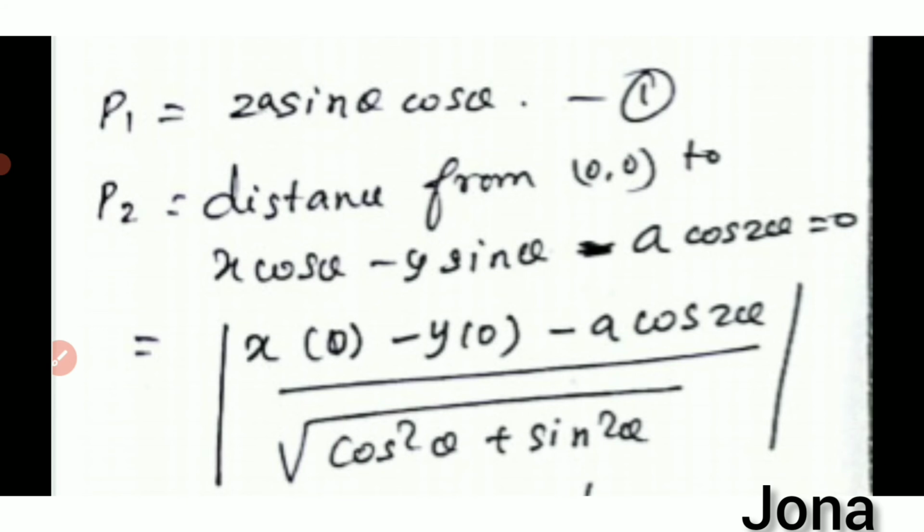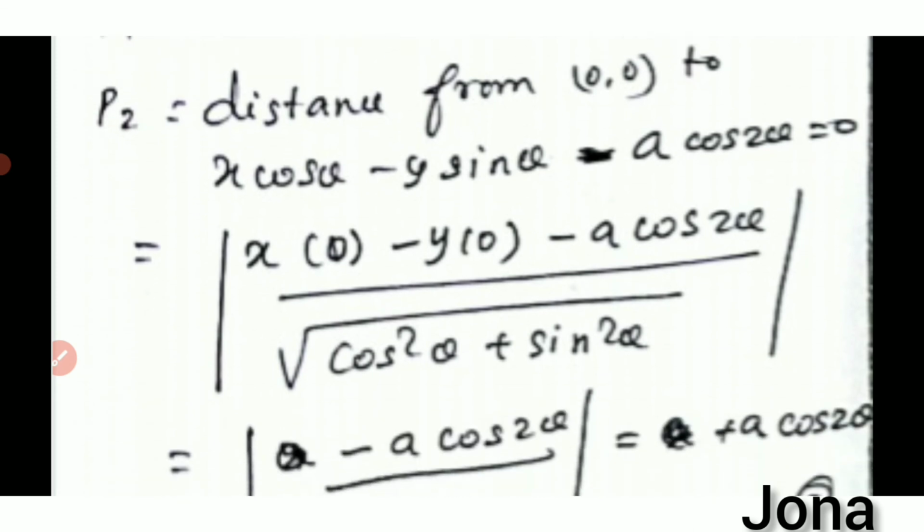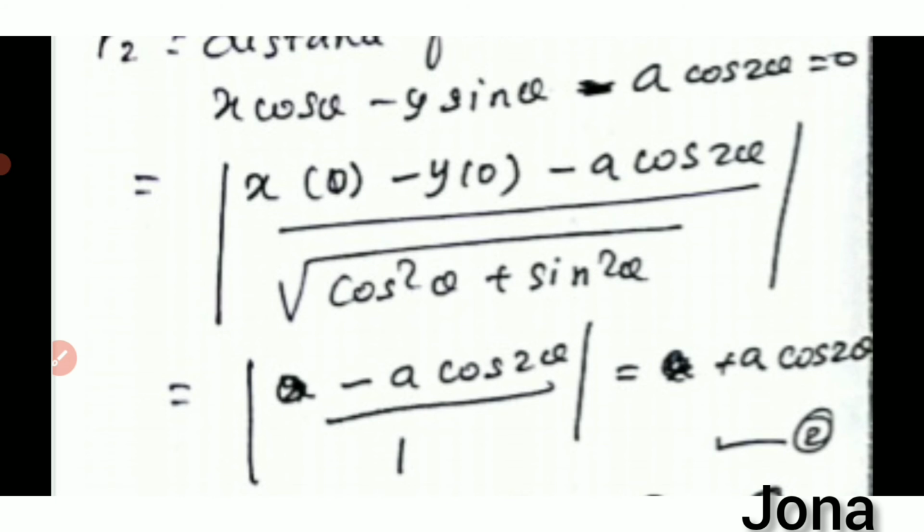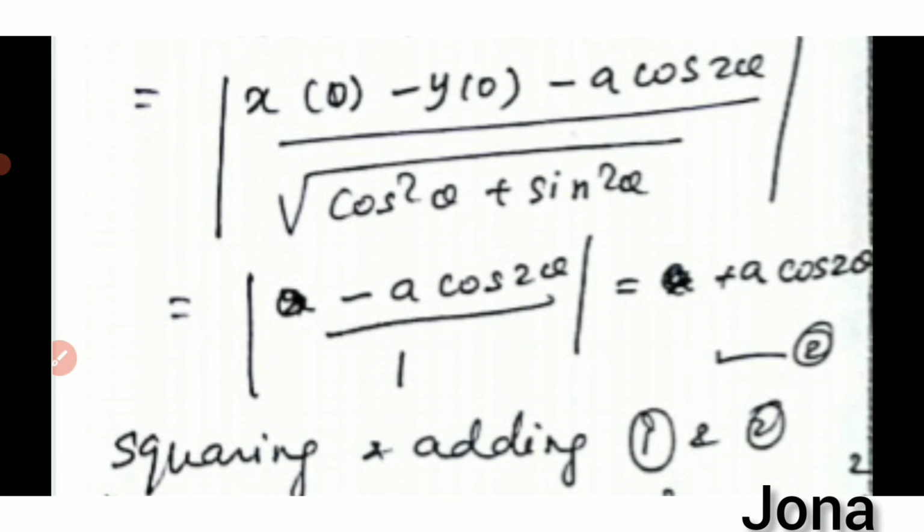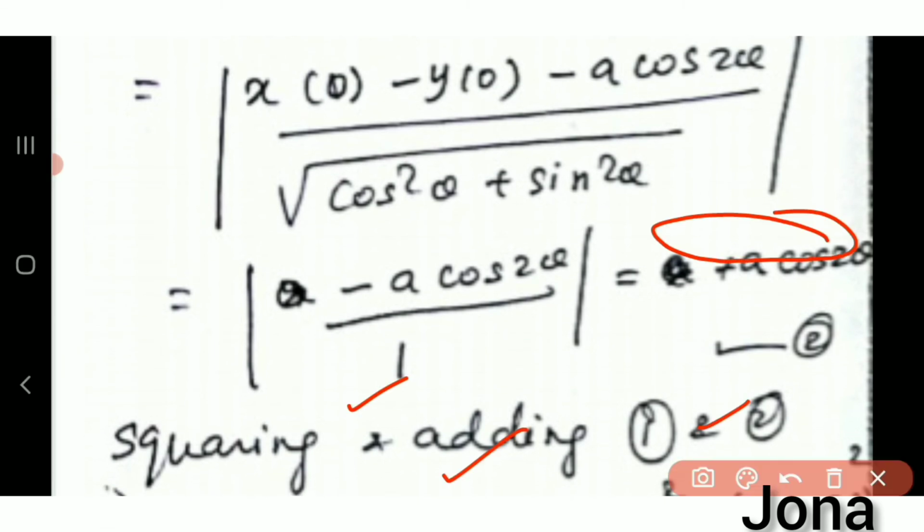Then we want to find P2, that is the distance from 0, 0 to the second equation, x cos theta minus y sin theta minus a cos 2 theta equal to 0. We have to take the right hand side to the left hand side, so that we got this equation. We want to find the distance formula here, modulus of x of 0 minus y of 0 minus a cos 2 theta divided by, even here also, root of cos square theta plus sin square theta. That sin square theta plus cos square theta value is 1. Therefore, we put this 1 here.